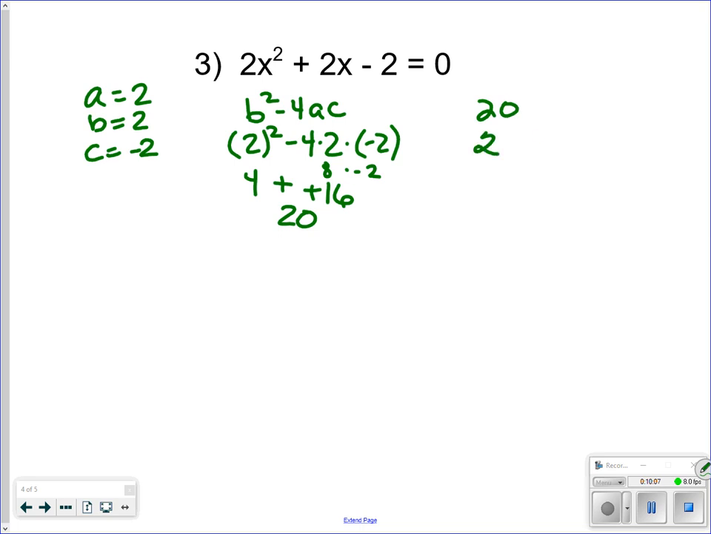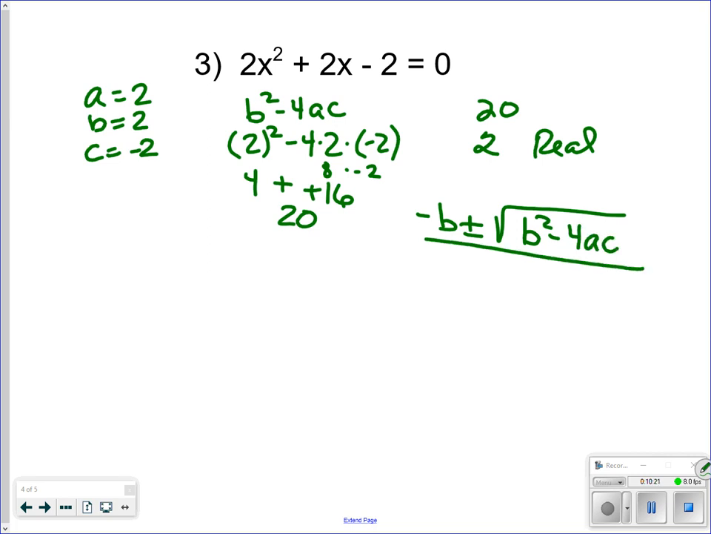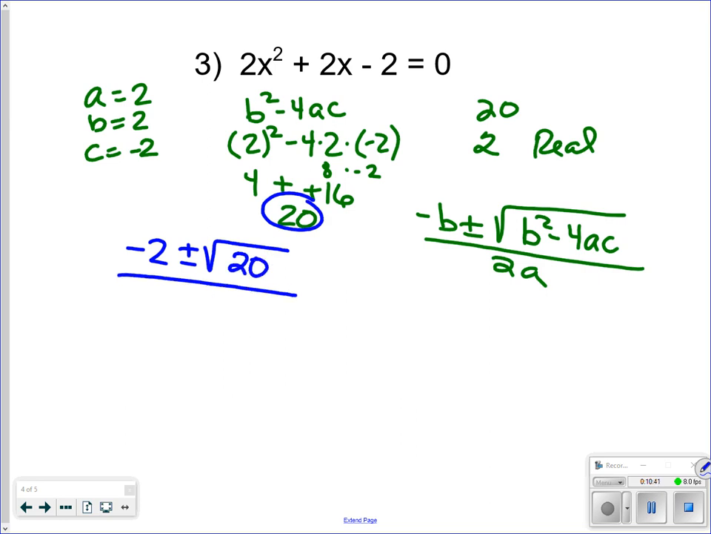That means, again, we're going to have two real solutions. All right, now we use our big formula again. Opposite of b, plus and minus, square root of the discriminant over 2a. Opposite of b. Your b number is 2. I need the opposite, so it's negative 2. Plus, minus, square root of, what did we just get? 20. Put a 20 right there. Over 2 times a. 2 times 2. Negative 2 plus and minus.